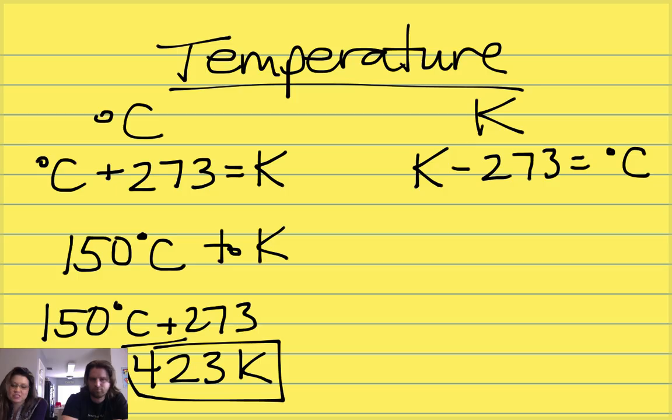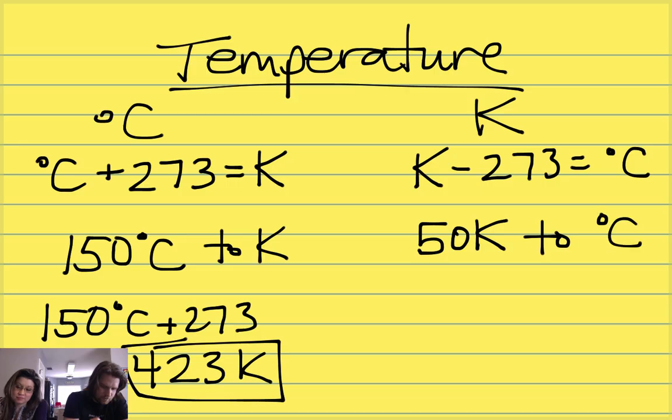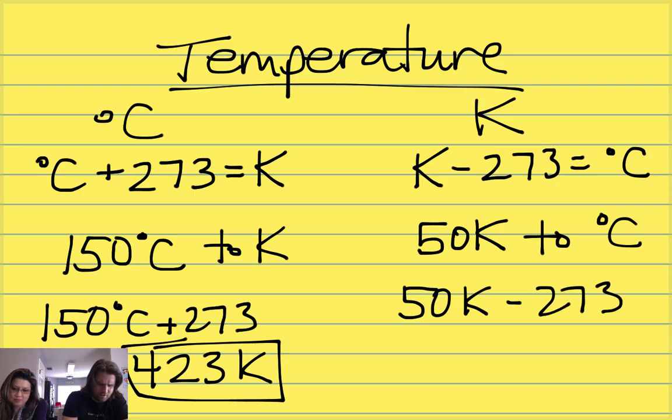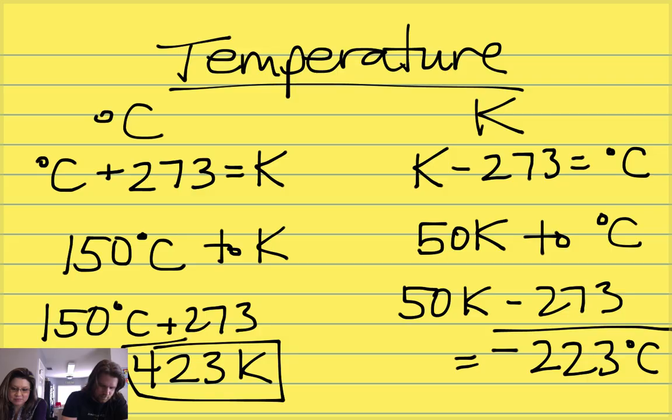How about let's do 50 Kelvin? So if we have 50 Kelvin and we want to convert that to degrees Celsius, all I got to do is subtract 273. That's totally 50 Kelvin minus 273. That's super easy. That's minus 223 degrees Celsius. It's pretty easy.